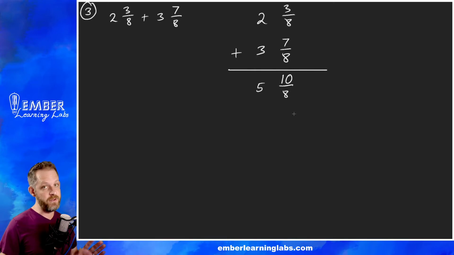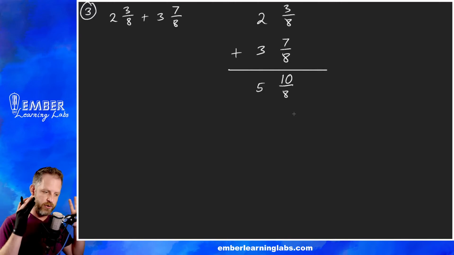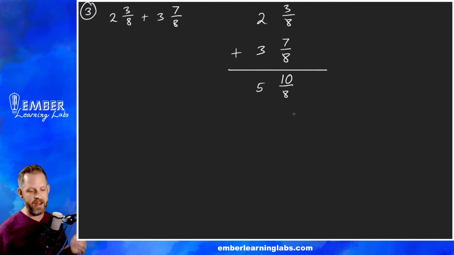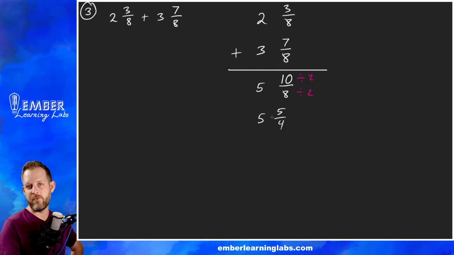However, I'm trying to get you in the habit of looking for reducing ASAP, right? Because the earlier we reduce, the easier life's going to be. So you may have noticed that we can reduce this top and bottom by 2. So let's do that real quick, because the smaller our numbers are, the easier it is to work with them, right? So this can turn into 5 and 5/4. Now, we still need to convert that improper fraction to a mixed number.